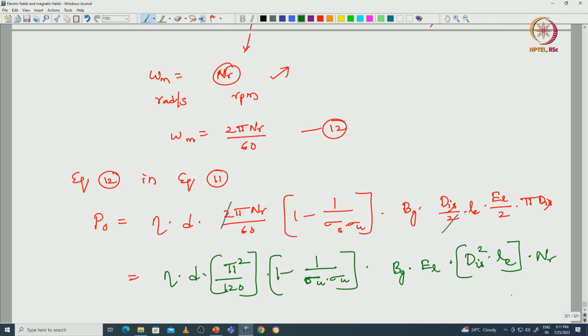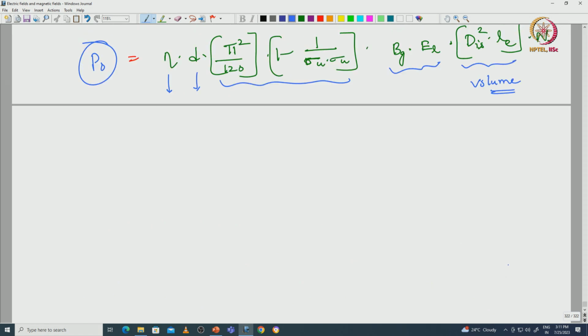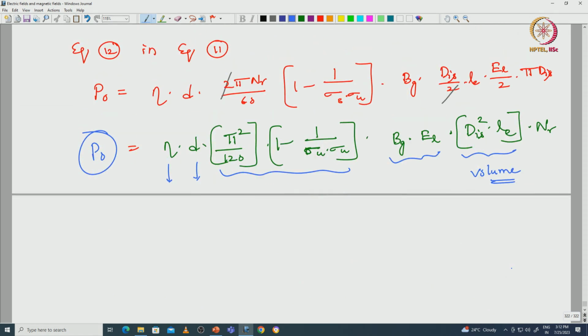Here the first term represents the efficiency, then the duty cycle; these are the constant terms. This term represents the magnetic loading as well as the electric loading, and this is the volume product. So, for a given power rating, in order to generate this much power, how much volume of the machine is required with respect to the bore diameter? This is the inner diameter of the stator.